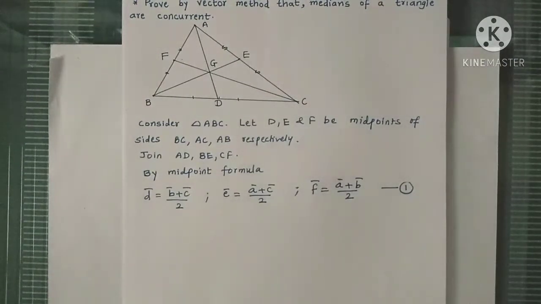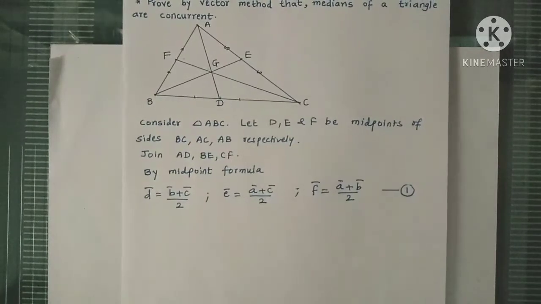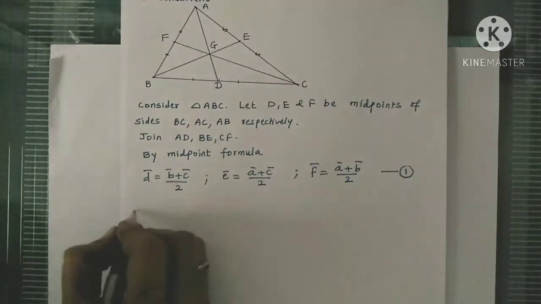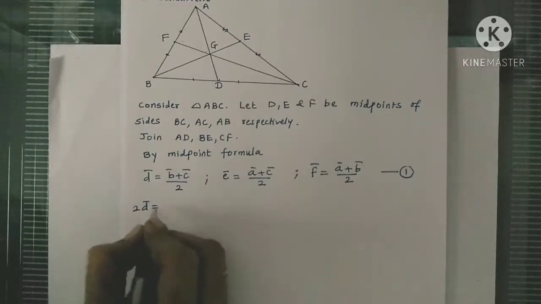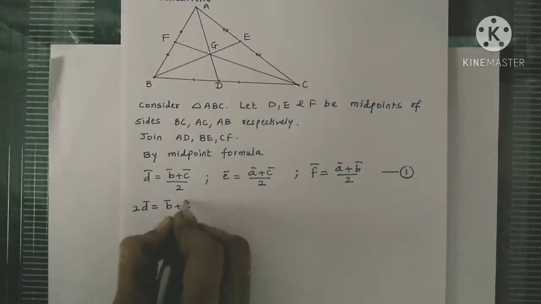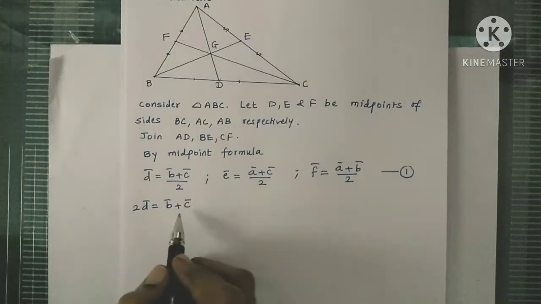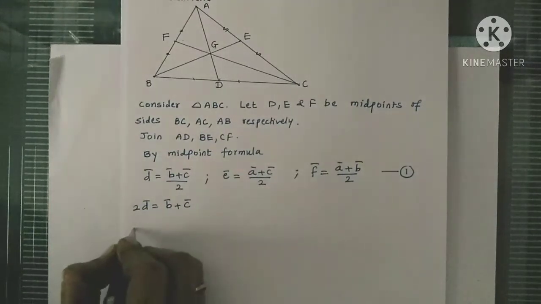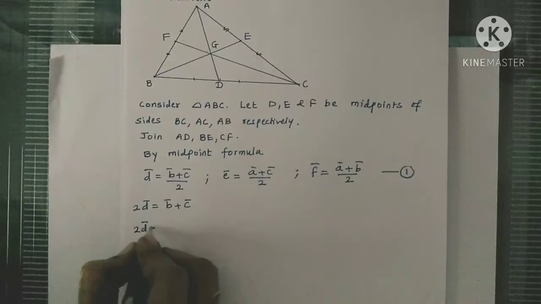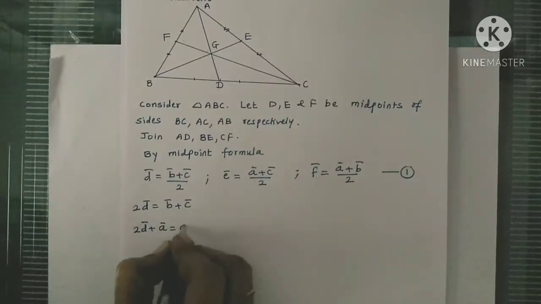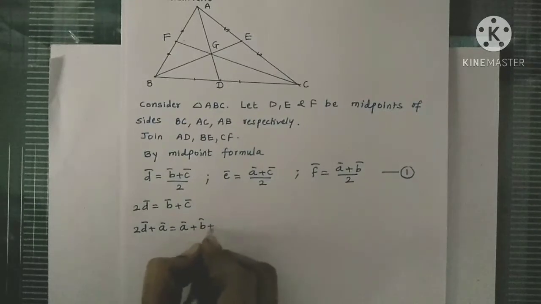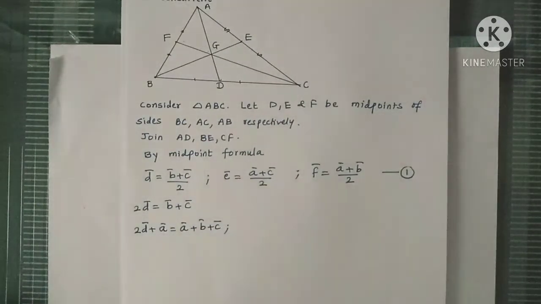Okay. The proof is really simple. We just have to learn the method, how it is proved. So 2D bar equal to B bar plus C bar. See here, G bar is A bar plus B bar plus C bar upon 3, that we know. Now in the right hand side we have B bar plus C bar. So to complete that A bar plus B bar plus C bar, let's add A bar to both sides. So the equation becomes 2D bar plus A bar equal to A bar plus B bar plus C bar. Okay. So using the first position vector D bar.